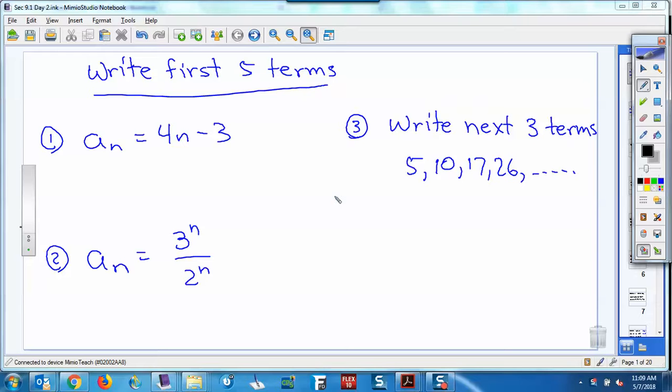All right, do these three warm-up problems here real quick. So 1 and 2, write the first 5 terms. Number 3, write the next 3 terms. Start with 1. Start with n equals 1. If it doesn't say different, you always assume n is 1.